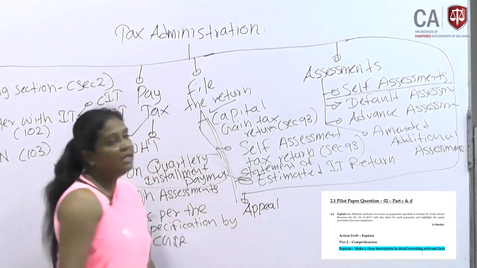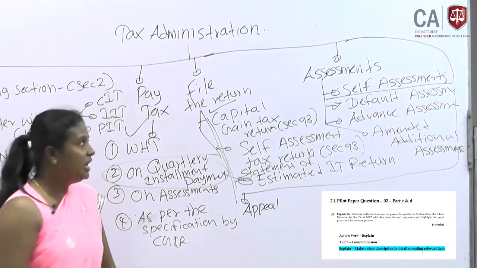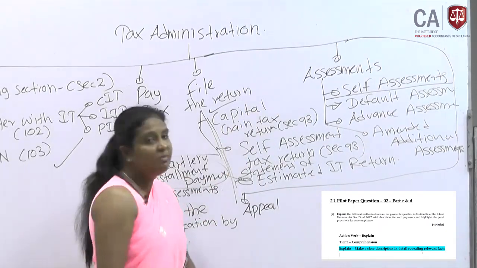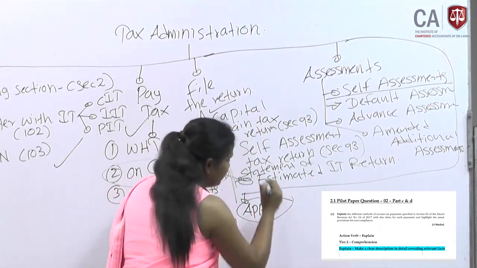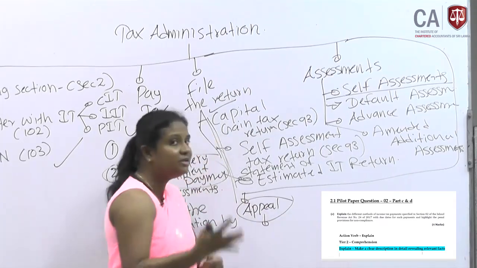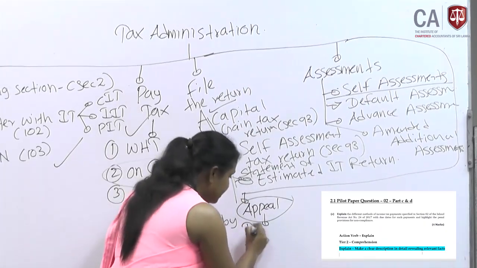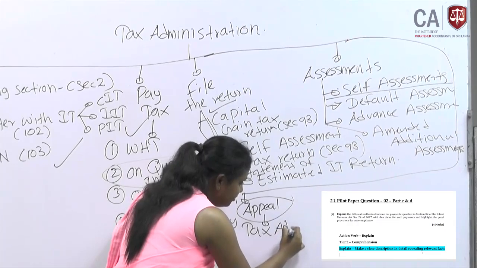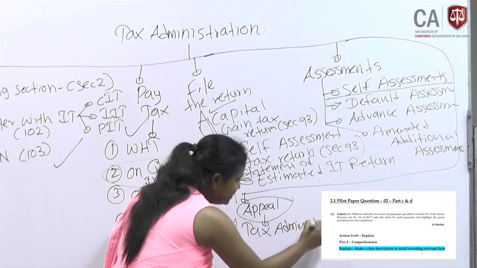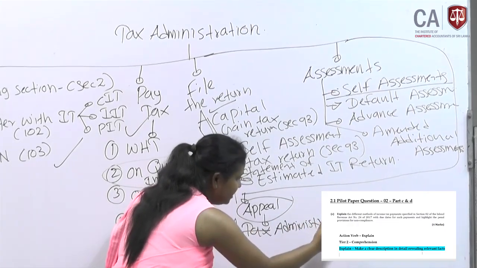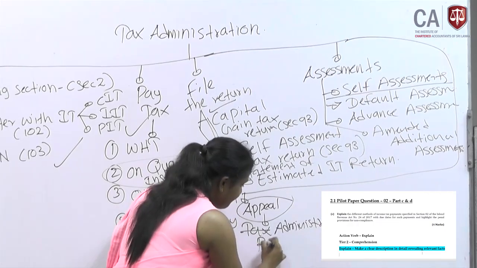If we do not agree with the assessments, then we make an appeal. For this appeal procedure, the Act very clearly mentions it as the tax administration review. Tax administration or administrative review.